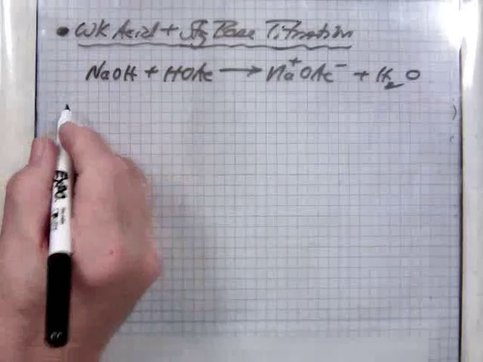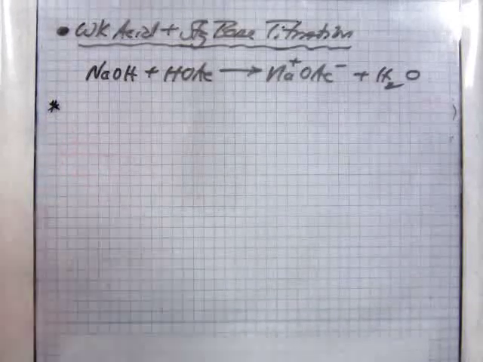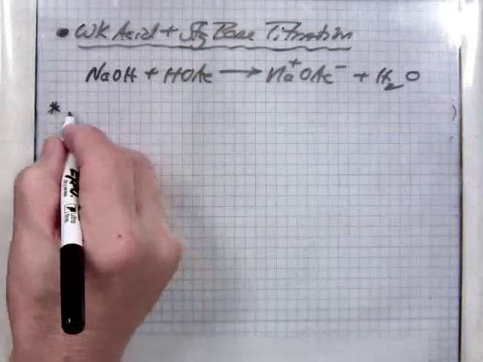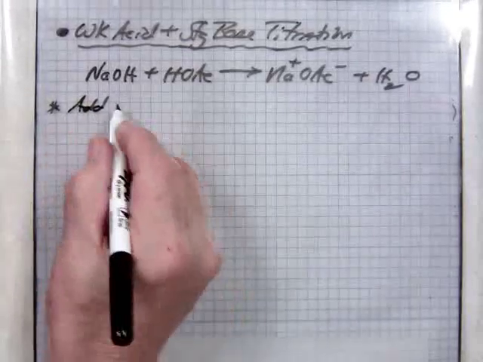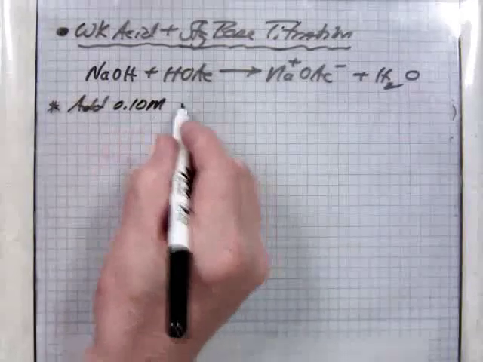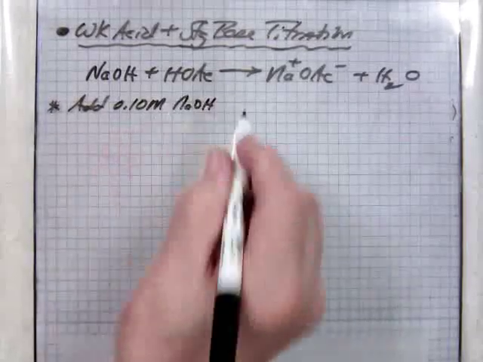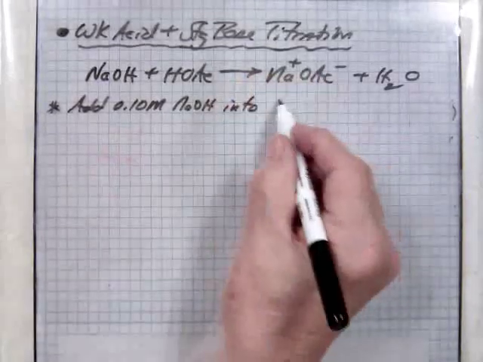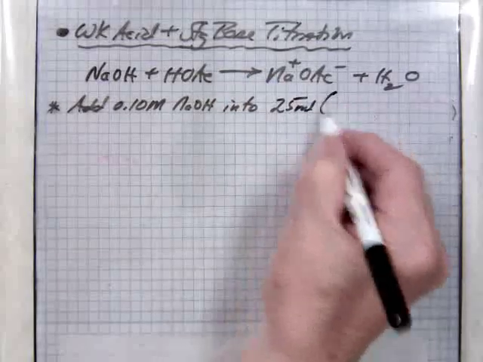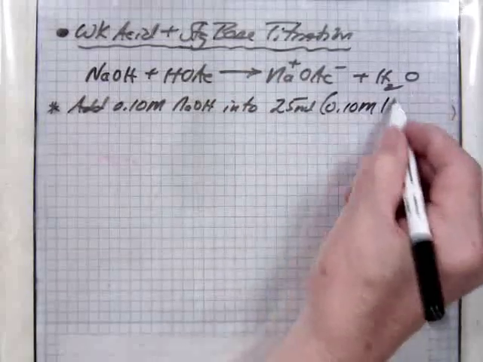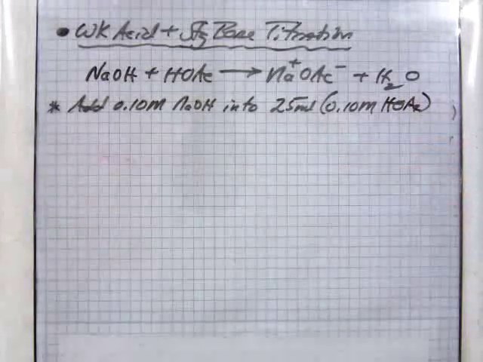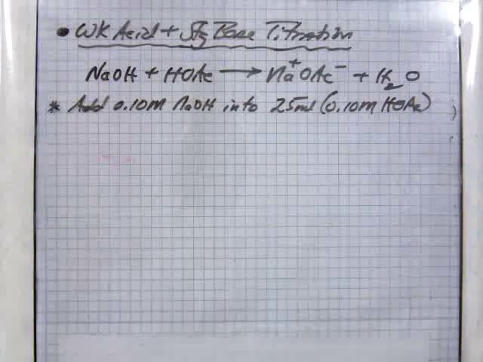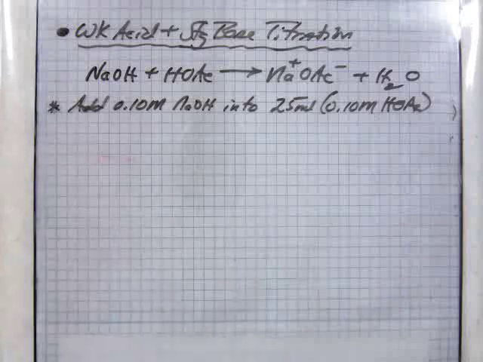So here is our basic problem. Add 0.10 molar NaOH into 25 mils of 0.10 molar HOAc. So we're generating the titration curve, and we're going to do it in, say, 10, 10, and then 25 to get to the equivalence point.